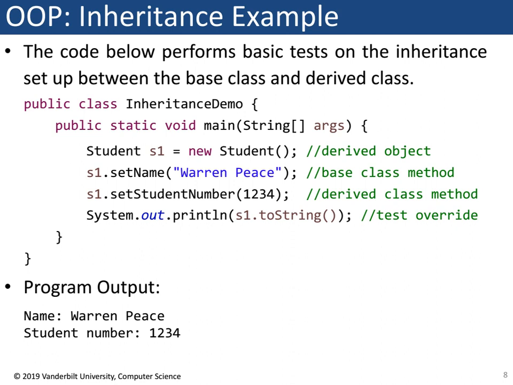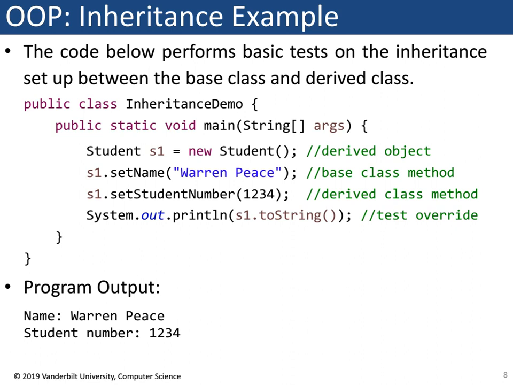So we have declared our class and our main. So this is an executable class in Java. So this is an executable program. We're creating a new student object called S1 and using the default constructor to build the object in memory and then store that memory location in our reference variable S1. This is the derived object, right? It's derived from the class person.